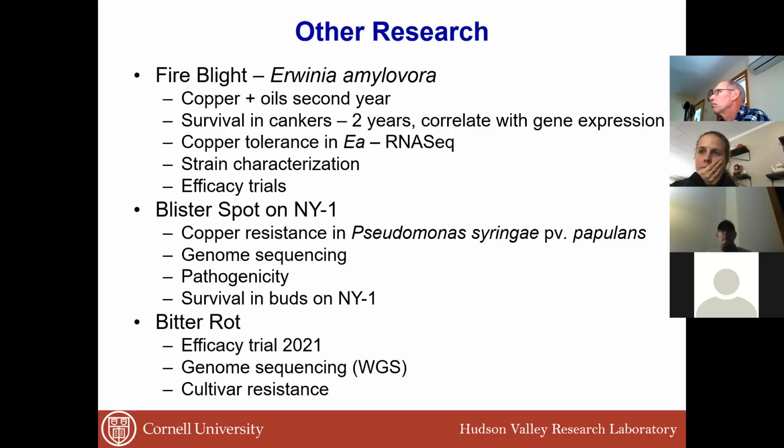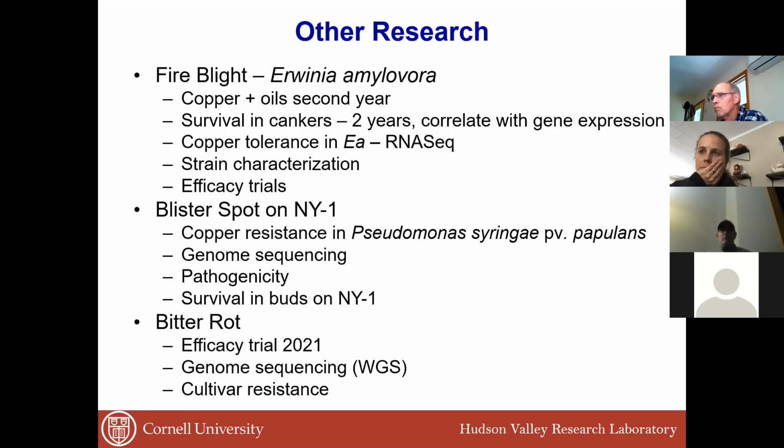We have inoculated trials from 2 years, and I've shown you today the gene expression response, but we're also looking to correlate the data with the amount of bacteria in the cankers. We are looking at the copper tolerance mechanism of fire blight bacteria because the isolates we collected from grower orchards, and we have 48 of them, showed some differences in the ability to tolerate copper. And we're using some nice methods such as RNA sequencing to really key out what is the genetic basis that allows this pathogen to tolerate copper. We're looking into characterizing the strains further, and also we're conducting efficacy trials.